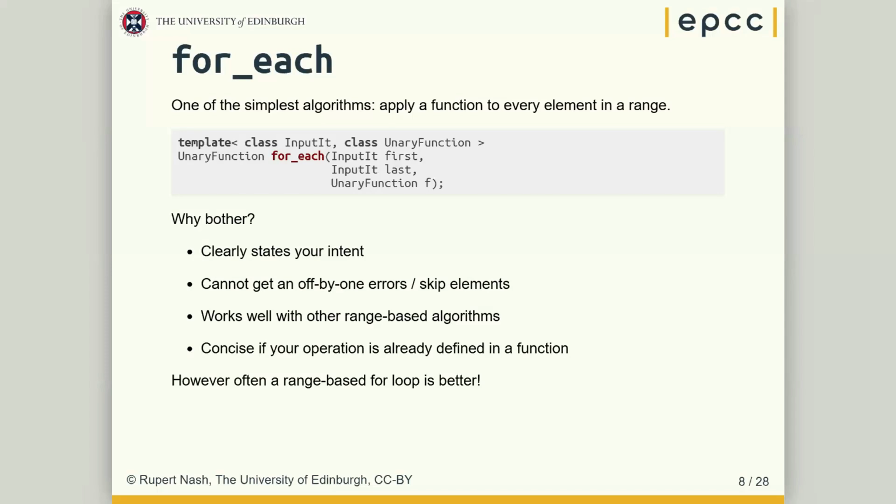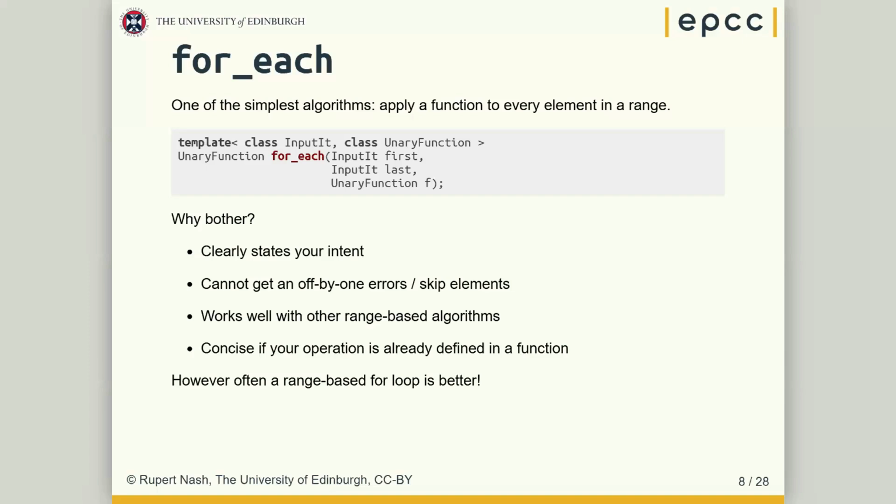So let's look at a couple of these. So for each, apply a function to every element in the range. So we have a unary function here called f, for every element within a range. And then again, we put the first and the last iterator of some container, and then we iterate over it applying the function. Why bother with this? It's much clearer about intent. Instead of me writing a for loop that you then have to read to determine what we're doing, because just because it's a for loop doesn't say we're making a change to every single element.